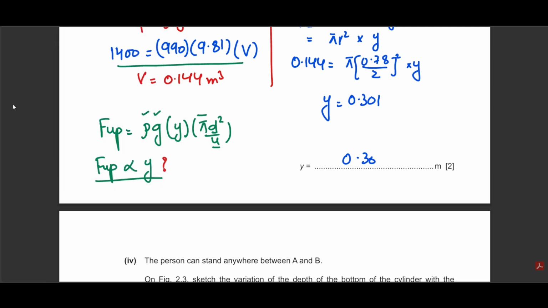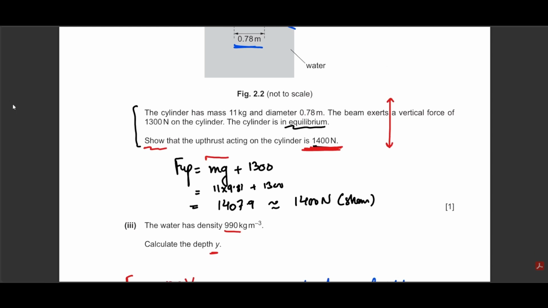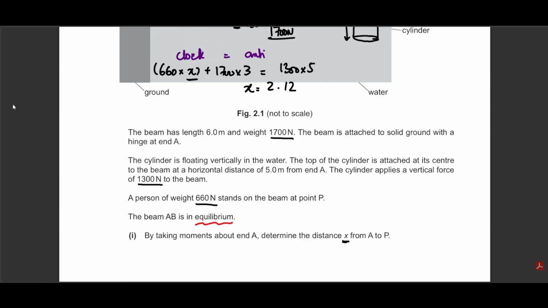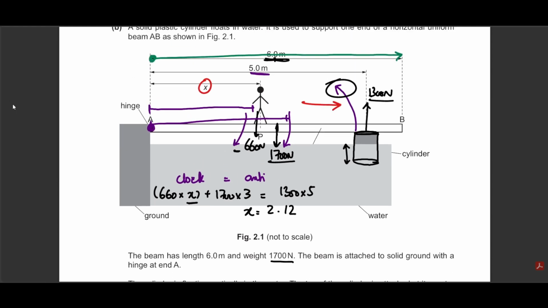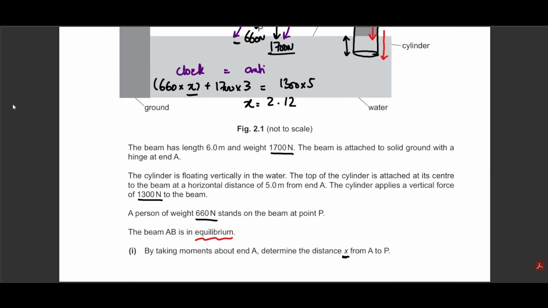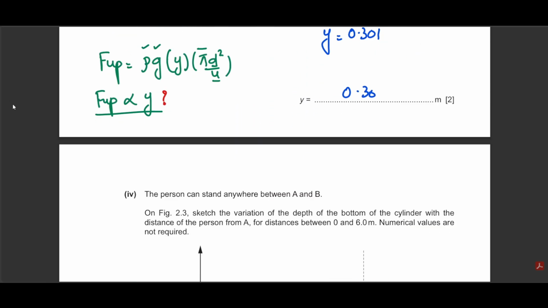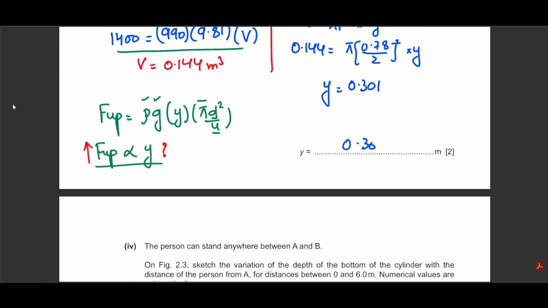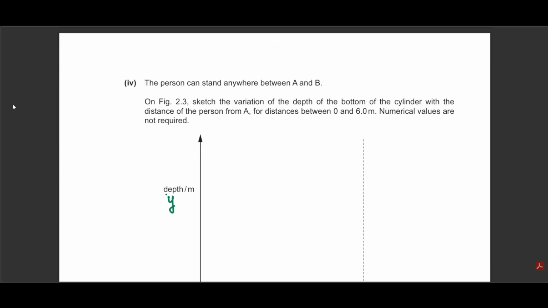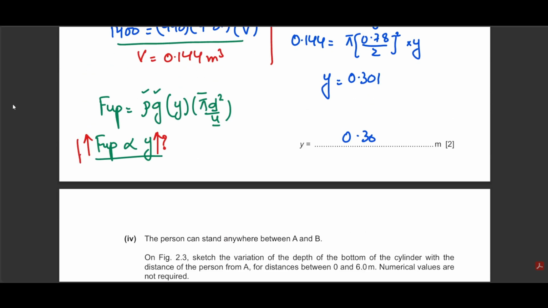So in the previous part, we saw that the weight of the cylinder and the force by the beam itself, or the upthrust, was 1300 approximately. Now, as the person starts walking to this side, it will be applying more and more force on the beam, and that will be translated to the cylinder. And this will cause the depth to increase. So if the depth increases, it means that the upthrust will also be increasing because of that, right? So it looks like there's going to be a linear relationship.